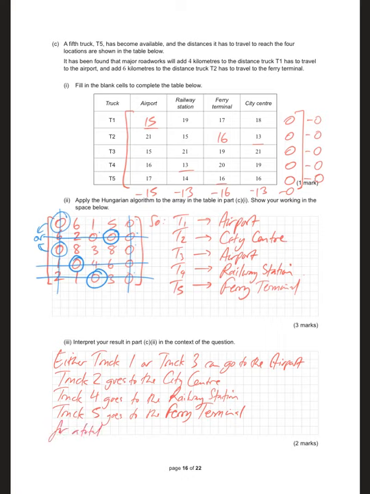for a total distance of 15 plus 13 plus 13, truck 5, ferry terminal, 16. 57 kilometers. Why didn't I add another number here? Because only one of the trucks out of 1 and 3 is going to go to the airport. So you're only going to have the one truck doing that. 4 trips, basically. Okay, that's that page done.